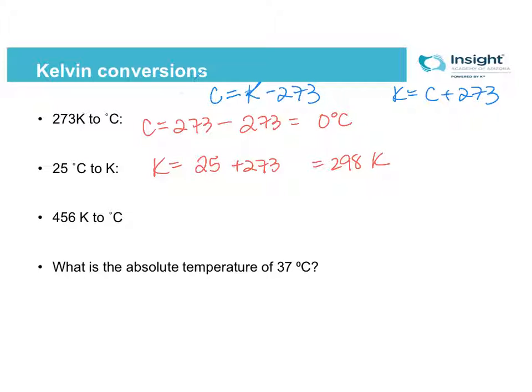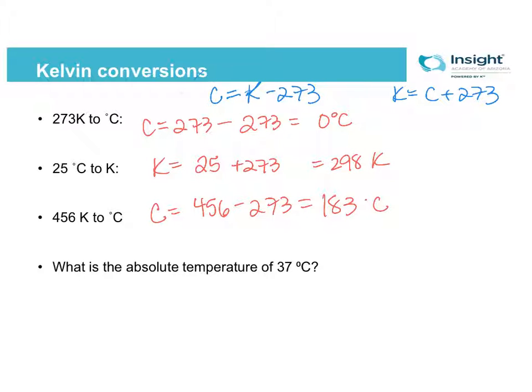You try the next one. 456 Kelvin to Celsius. So we're going to have C equals 456 minus 273. And that is 183 degrees Celsius.